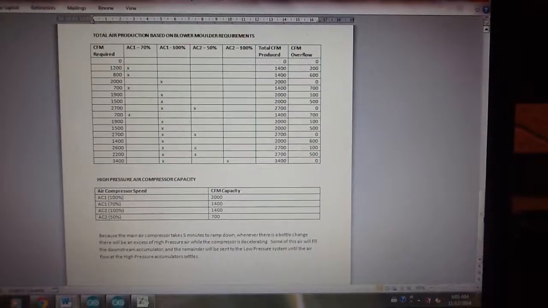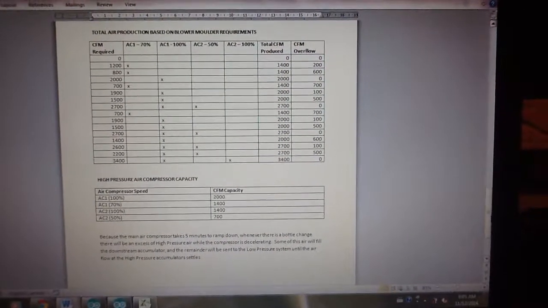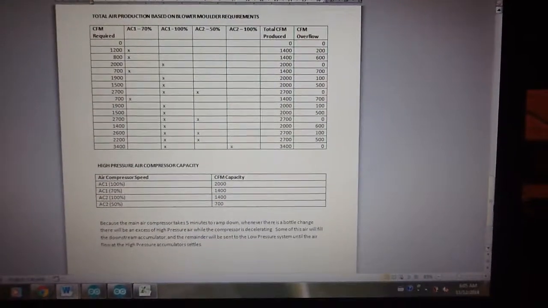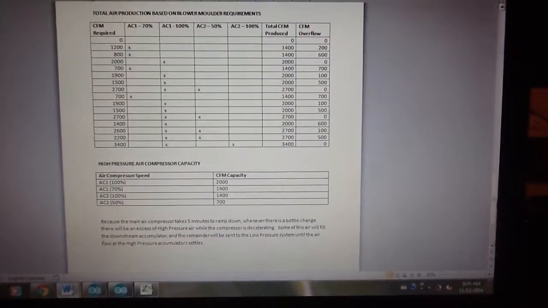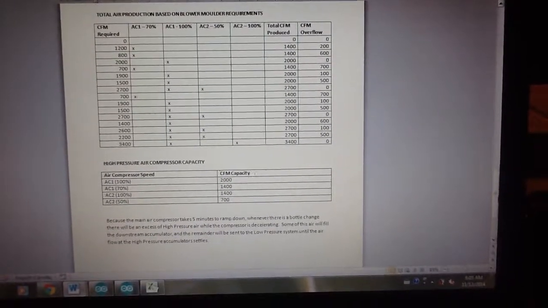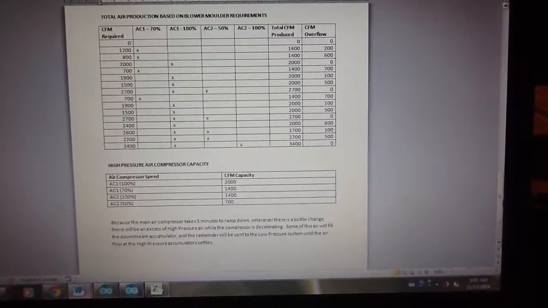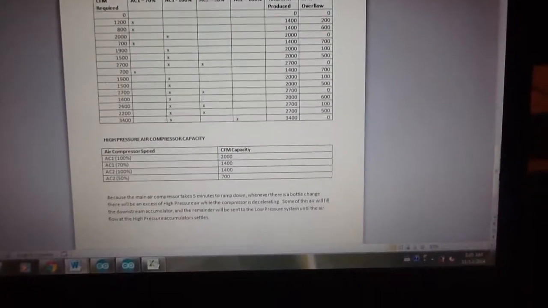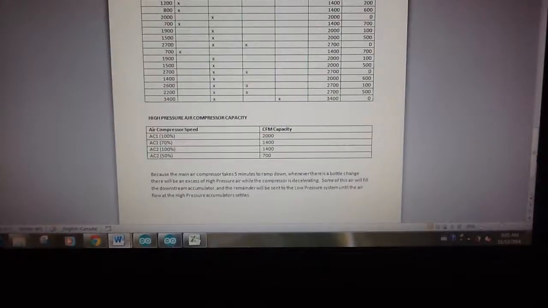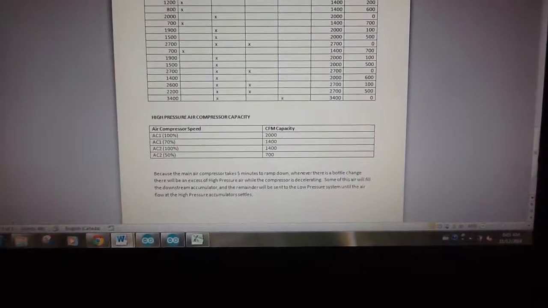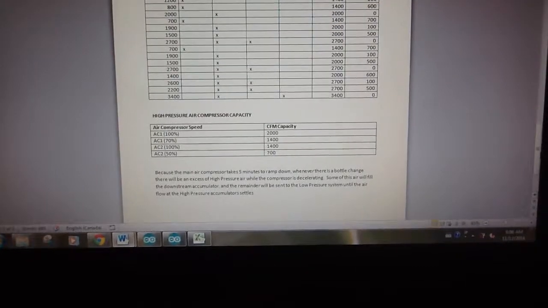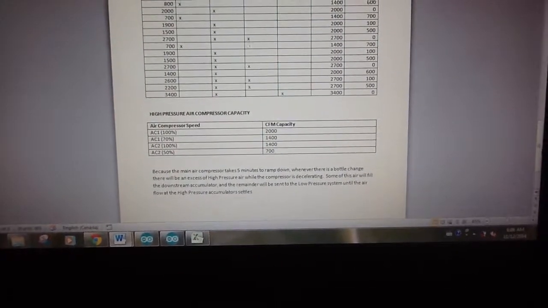This is what we were trying to reduce, the amount of air that is being sent to the plant, because it's wasted air. As you can see, we have quite a few scenarios where there is no overflow, and that's ideal. We have a couple of scenarios where the overflow is quite high. And then at the bottom, there's a chart that shows you when each air compressor is running at a certain speed, that is the amount of CFM, or the amount of air that is produced by that air compressor.